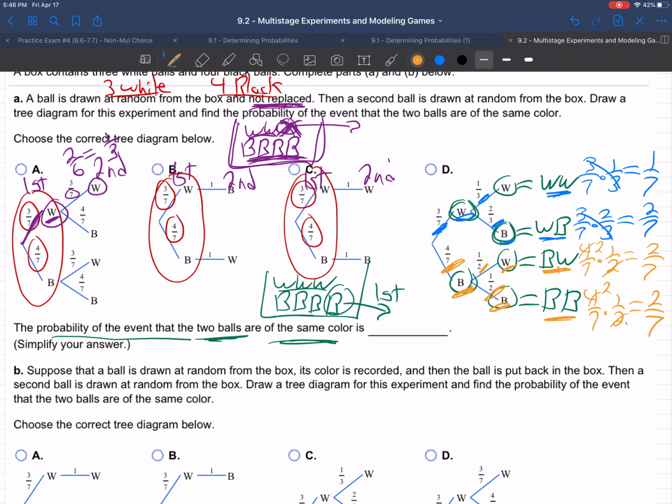We're drawing one marble out the first time, not putting it back, not replacing it, and then drawing a second marble out. We could get white and white. Chance of that is 1/7. White and then black, the chance of that is 2/7.